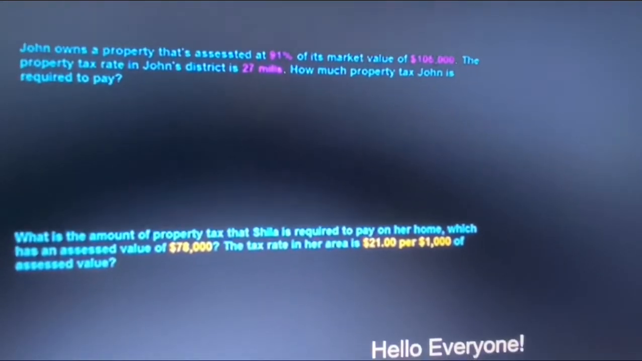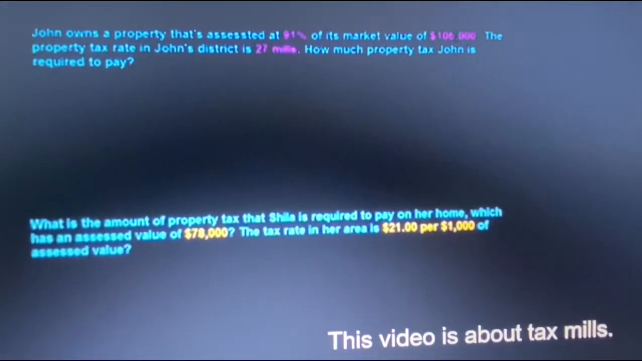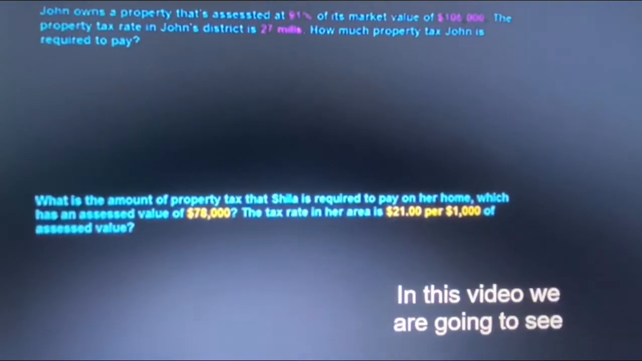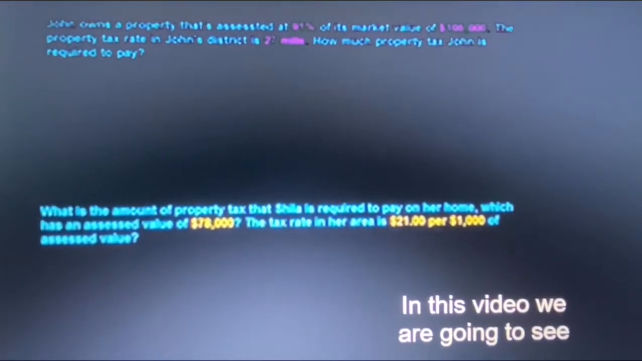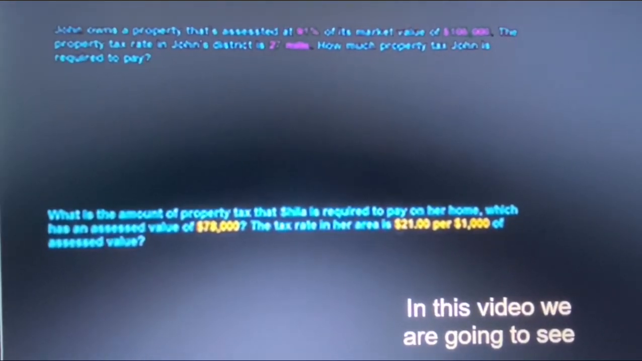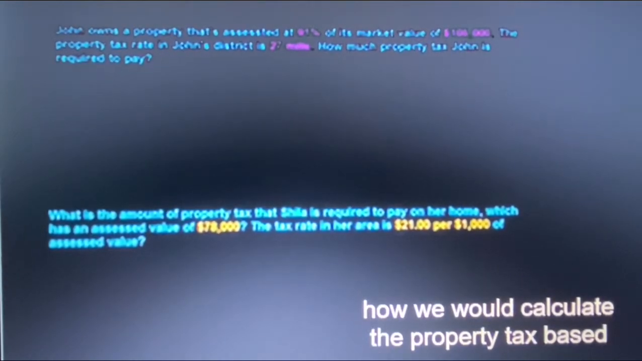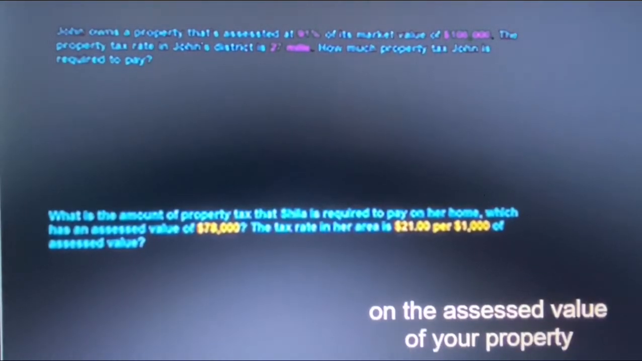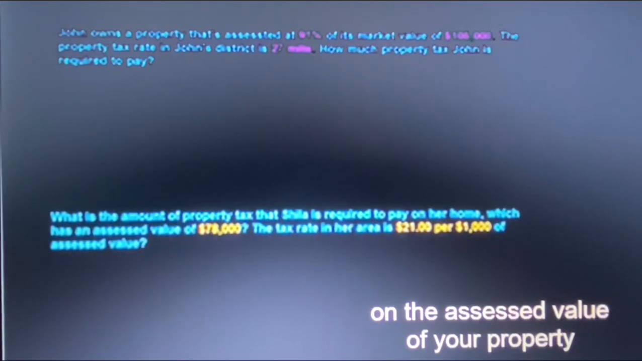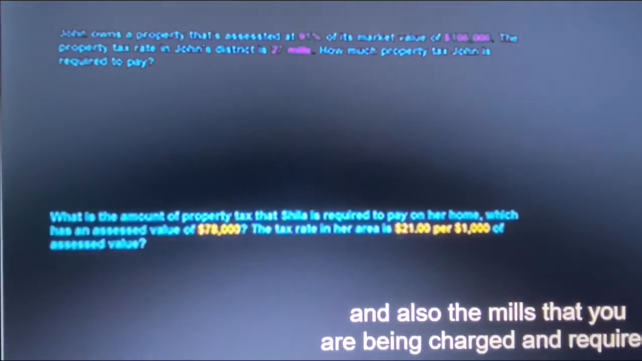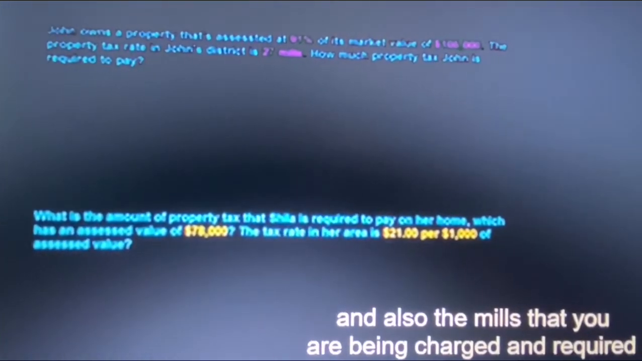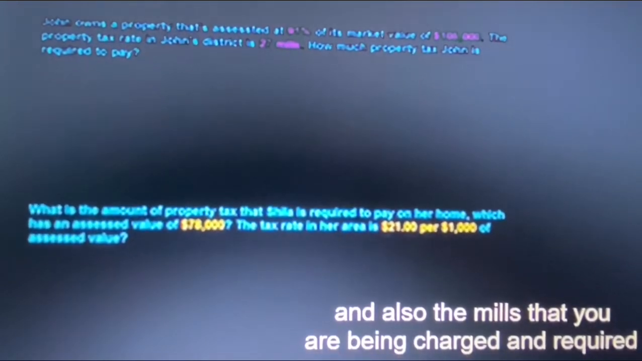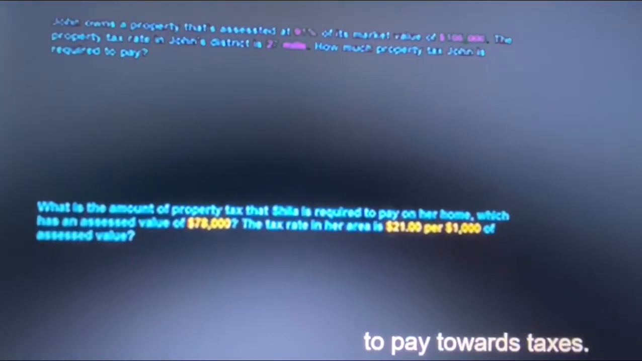Hello everyone, this video is about tax mills. And in this video we are going to see how we would calculate the property tax given the assessed value of your property and also the mills that you are being charged and required to pay towards taxes.